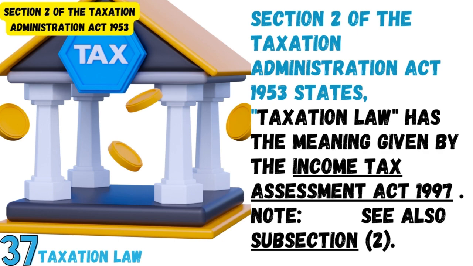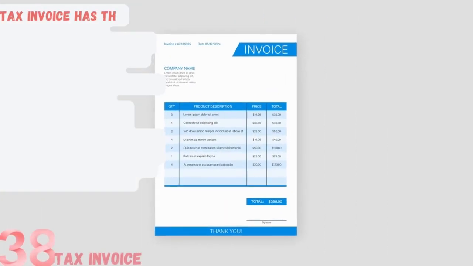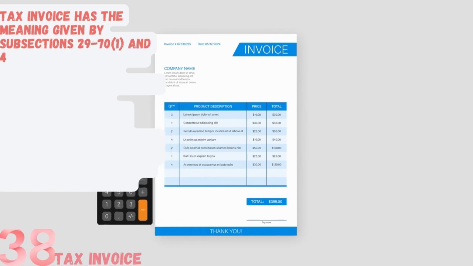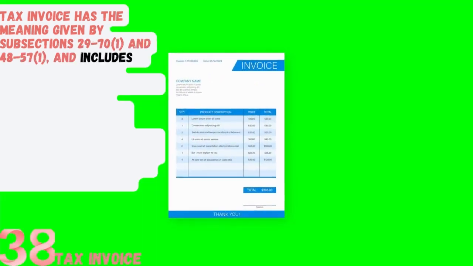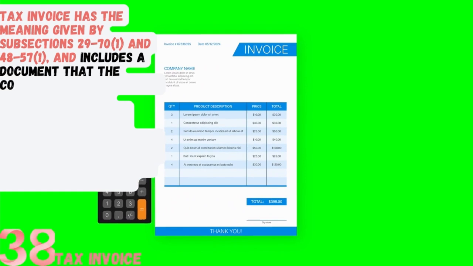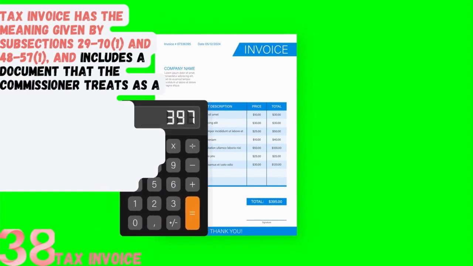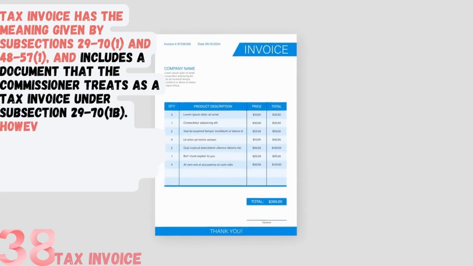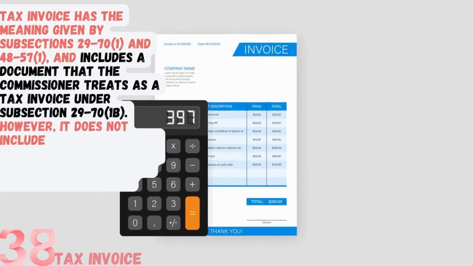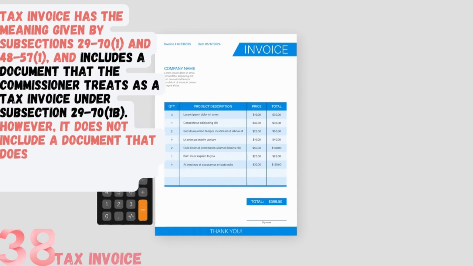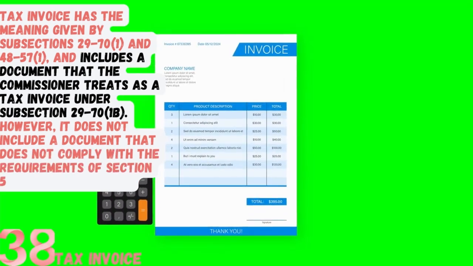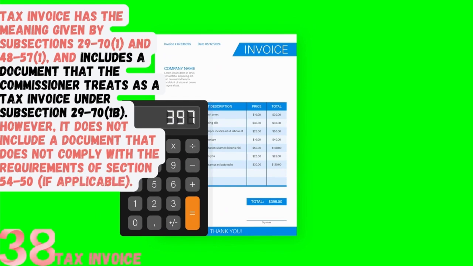Word number 38. Next word. Tax invoice has the meaning given by subsections 29-70(1) and 48-57(1), and includes a document that the Commissioner treats as a tax invoice under subsection 29-70(1)(b). However, it does not include a document that does not comply with the requirements of section 54-50, if applicable.